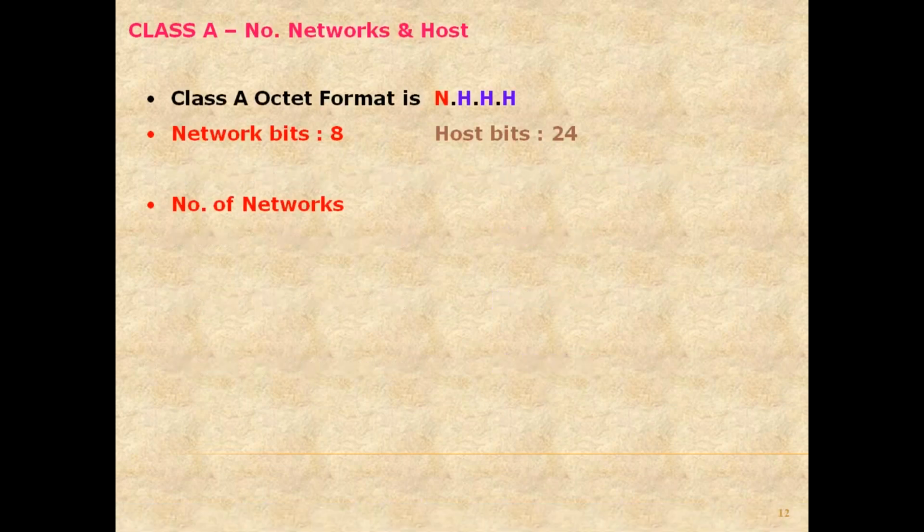So for class A here, how many network bits do we have? 8 network bits. And how many host bits? 24. The network portion is only 1 octet, so totally 8 bits. And in host, 3 octets are reserved, so totally 24 bits. Now the question is, if there are 8 bits available, how many combinations can we get? And if there are 24 bits available, how many combinations can we get?